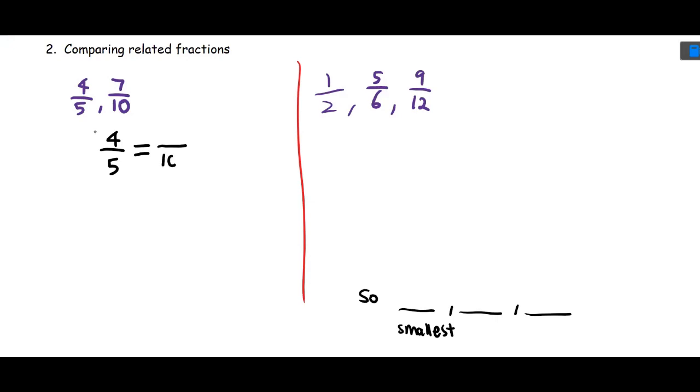So this means that I'm changing it such that my denominator is also 10, which means I need to multiply 5 by 2. And to find equivalent fractions, I'll need to multiply my numerator by the same number, which will give me 8.